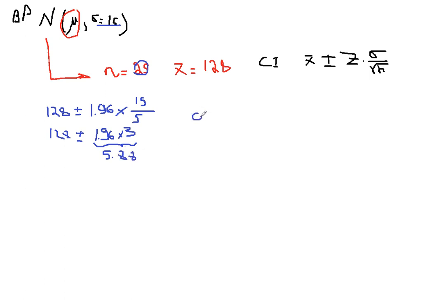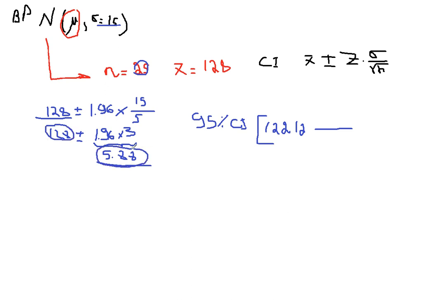Meaning that the 95% confidence interval is, okay, you're going to take the 128, you're going to subtract 5.88, and that gets you to 122.12. That's the lower limit, all the way up to, now you're going to take the 128 and you're going to add this time 5.88. The answer is 133.88. By doing so, you've answered the first question, which is calculate a confidence interval.